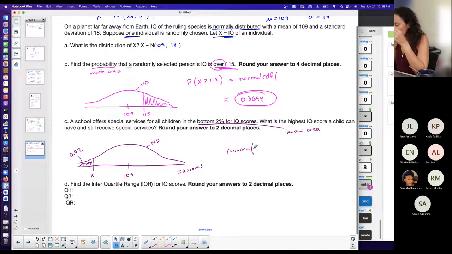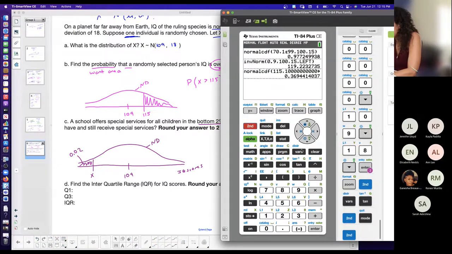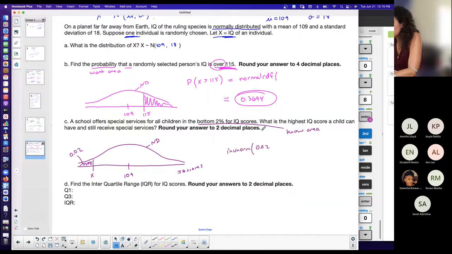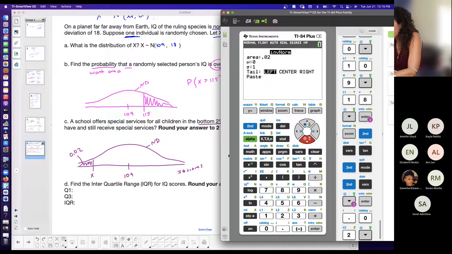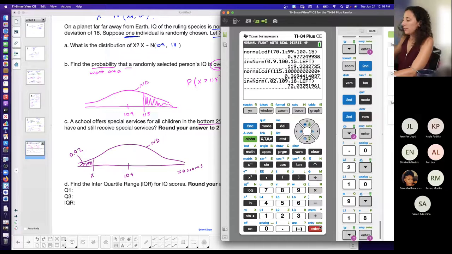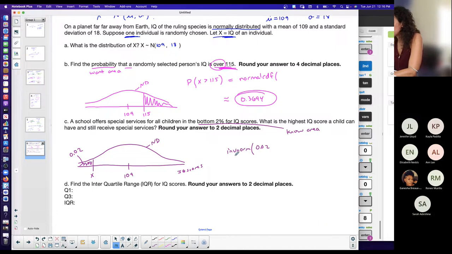Now, the area is already to the left, so 0.02. Let me go straight to this. Second bars, inverse norm. Area is 0.02. The mean, I forgot, what is it? Oh, right here, 109. And the standard deviation was right here, 18. And it's area to the left, which even if I don't have this, it's still the same. And I get, now, it says round to 2 decimal places, but what did I get?